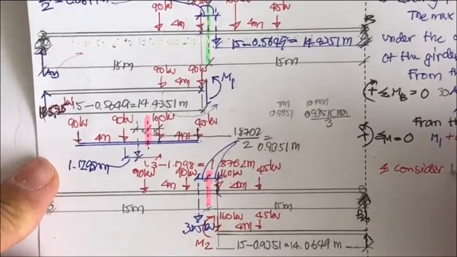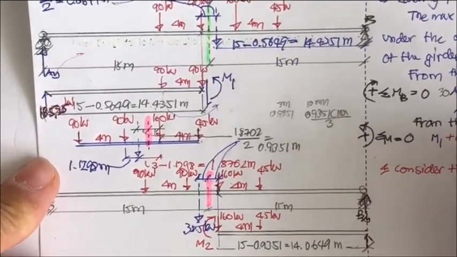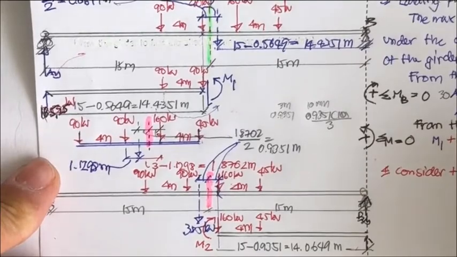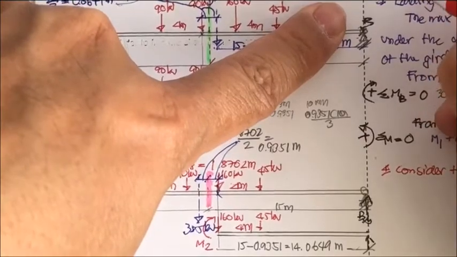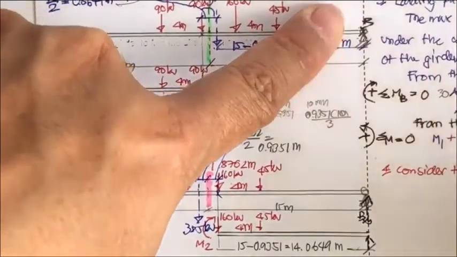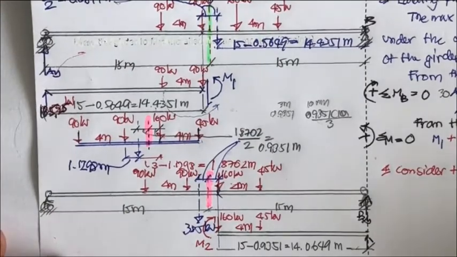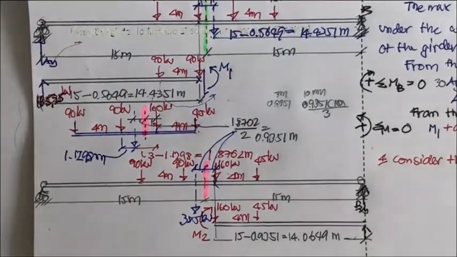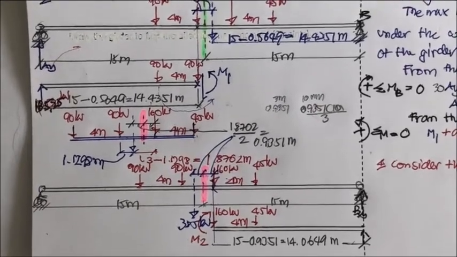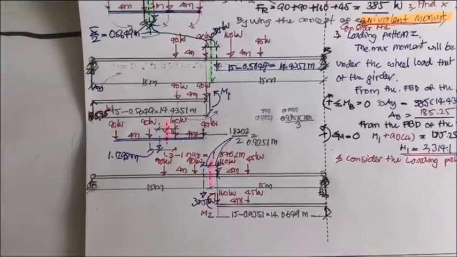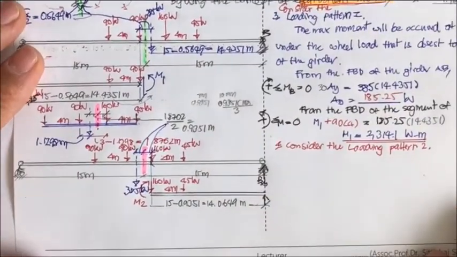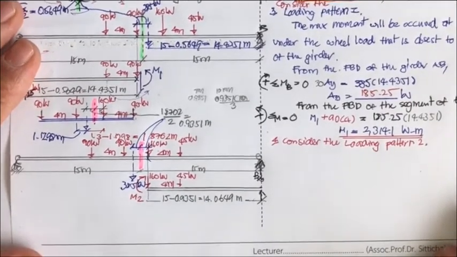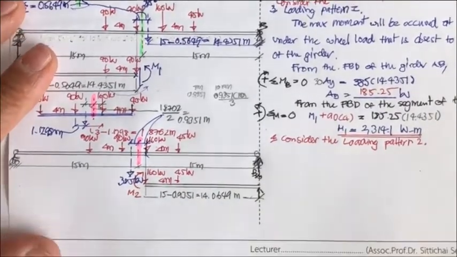Okay, consider the loading pattern 2. We consider the loading pattern 1 and consider the loading pattern 2. Let me again just zoom out, so we have the area to show you how to determine the M2. Okay, do the same thing.